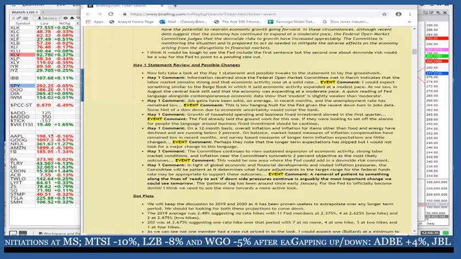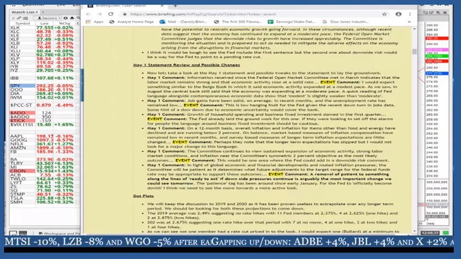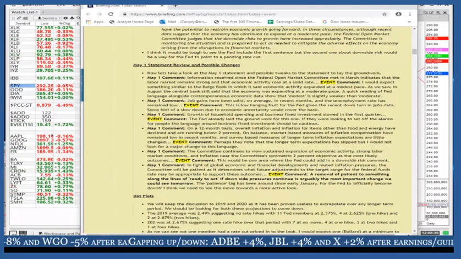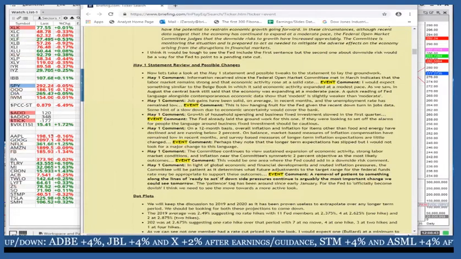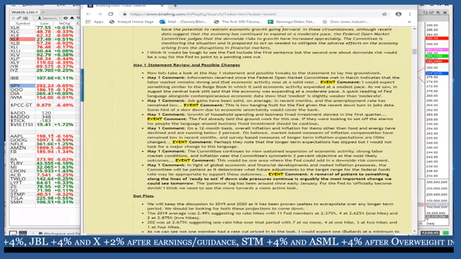But there's a lot of levers that the Fed could pull. I think collectively the market would like to see all these levers tweaked a little bit, but I think more than anything, the removal of patience from the comment would be key.